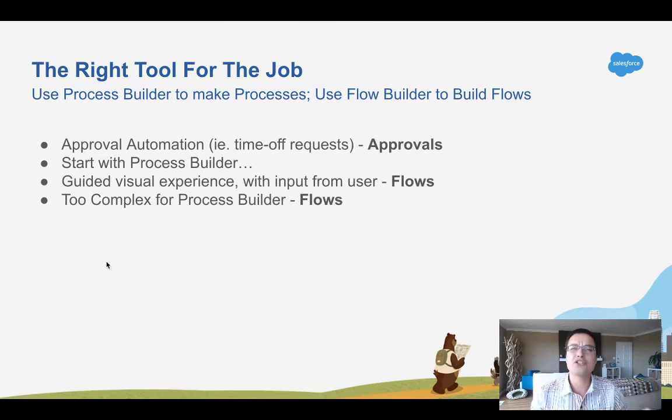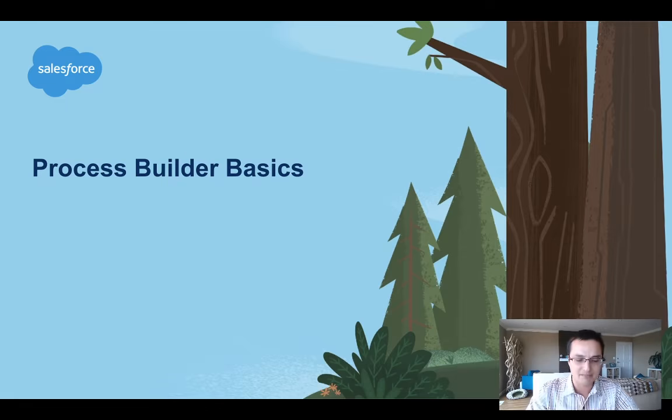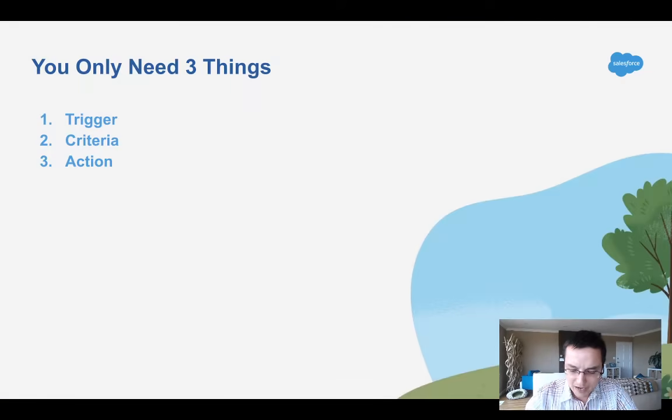All right, and so just make sure you use the right tool for the job. In this case, approvals for approvals. Start with Process Builder for pretty much anything else, and if it's too complicated for Process Builder, or Process Builder just can't handle it, then move to flows. But I wouldn't necessarily recommend starting with flows. All right, so Process Builder. Let's jump into it. So every Process Builder needs 3 things, all right?